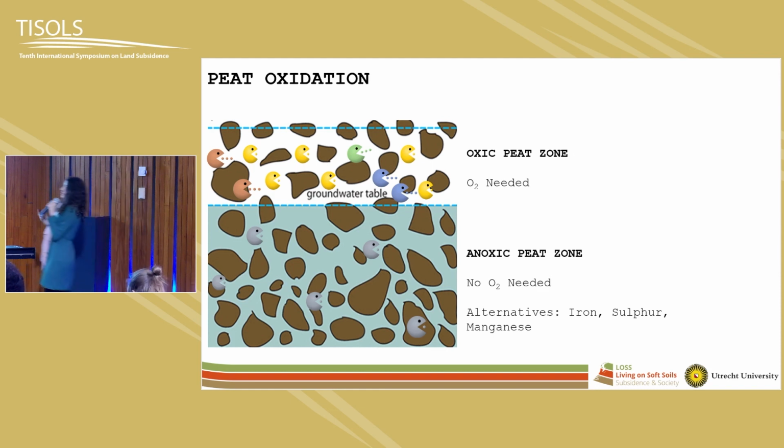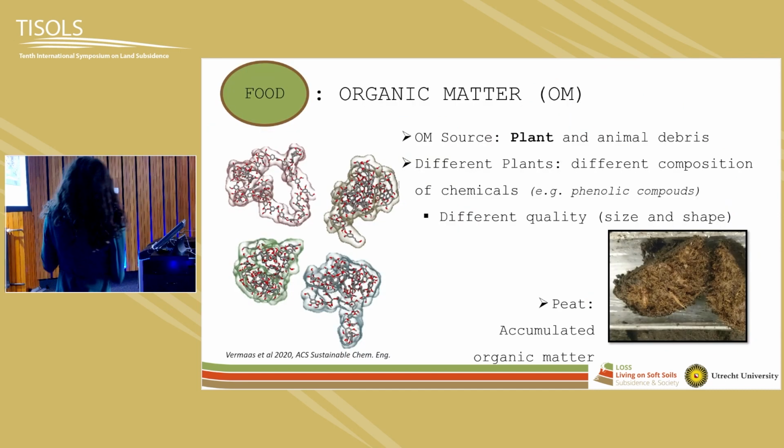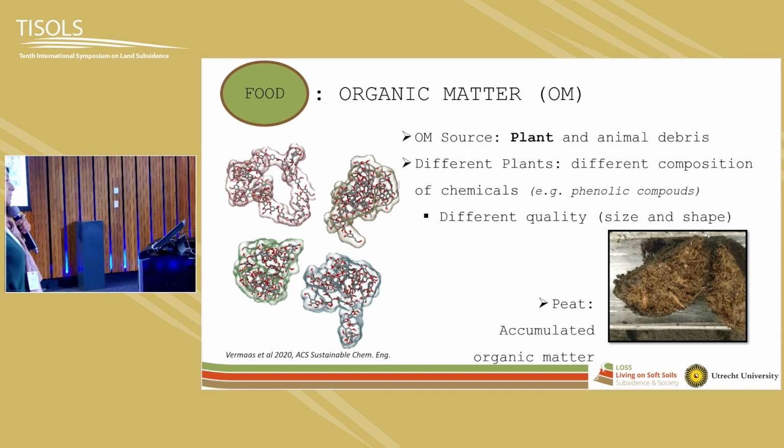And why do microbes oxidize the peat? The answer is very simple. They want to survive like other living organisms. And to be able to survive, you need food. And the food is organic matter, basically. And in the peatlands, as an organic matter source, we have plant materials.